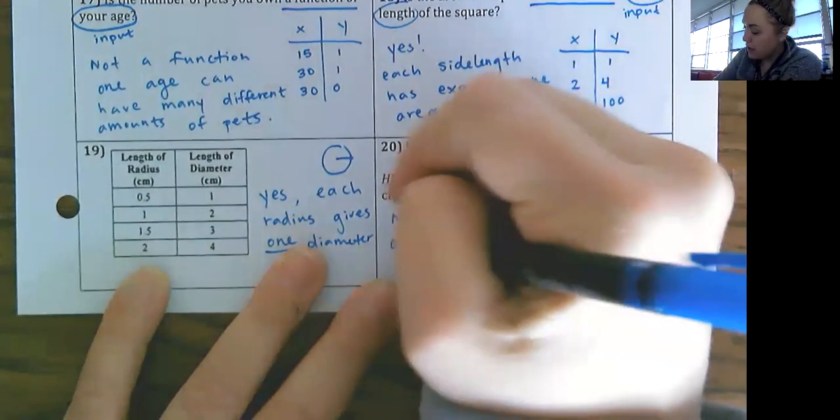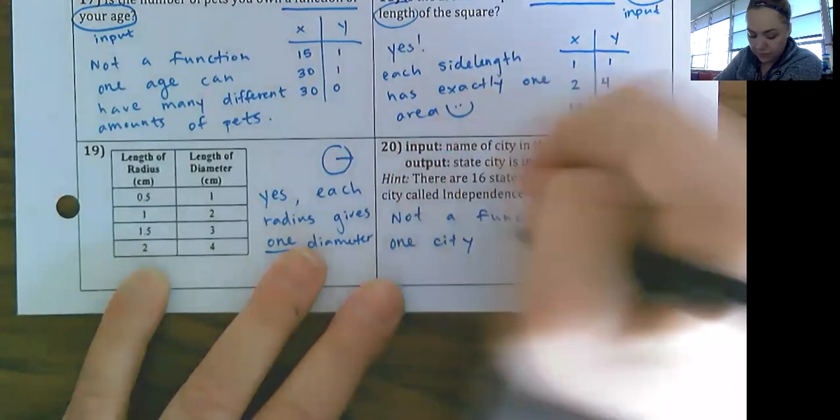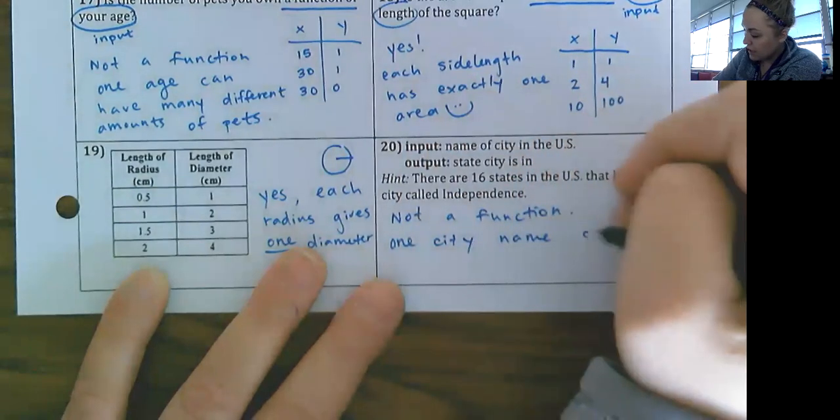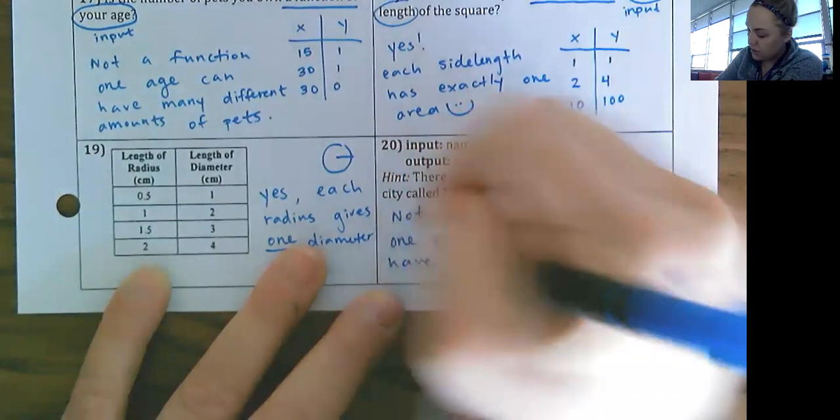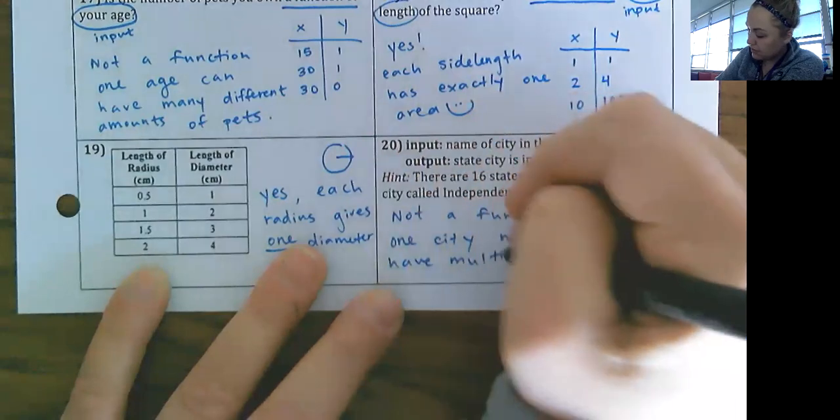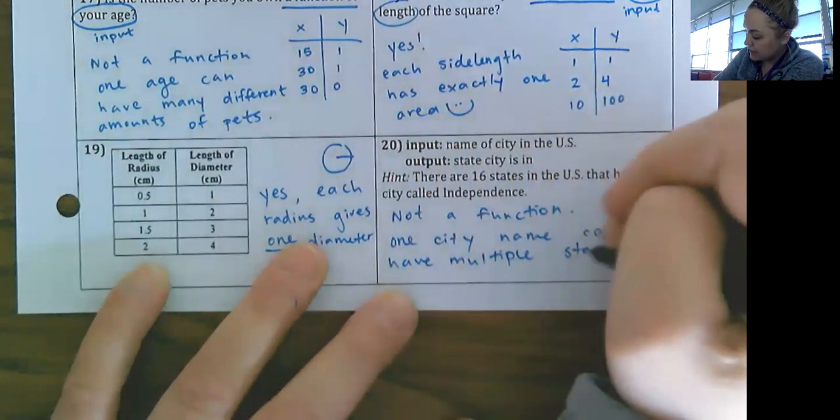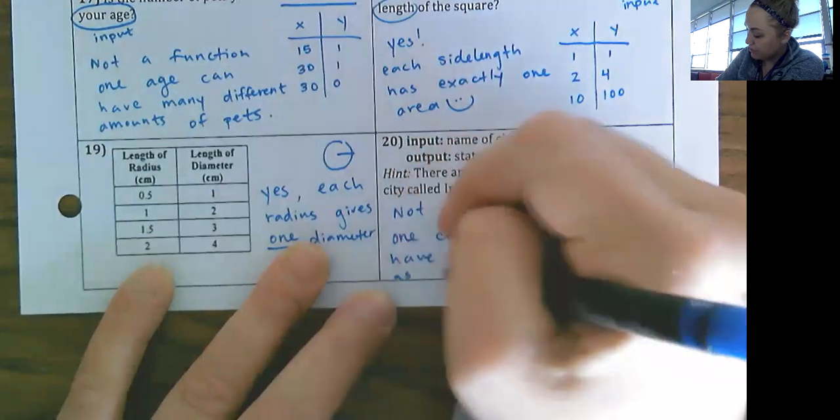And I'm going to say one city name can have multiple states as outputs.